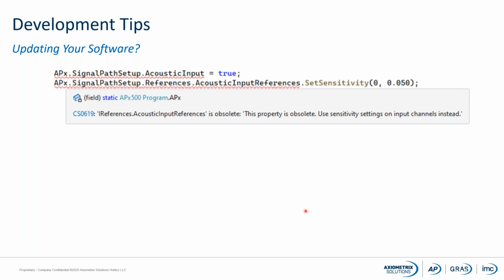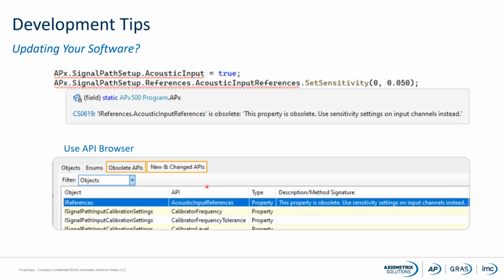There's a chance, particularly if you're jumping a number of software versions, that some APIs will have gone obsolete. If that's the case, you'll get compile time errors, or in Visual Studio, it will just indicate the error. And your best path forward is to use the API browser, specifically these two tabs, to see exactly what APIs have gone obsolete in each version, and then what replacement API we recommend. And if you have any questions, you can always email us and we'll help you out.